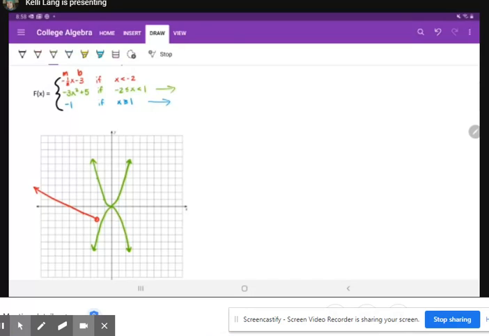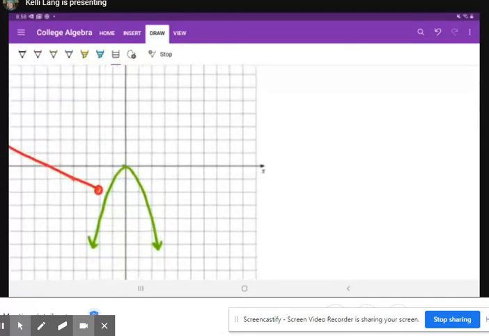4 down. So we flipped it. Then because there's a 3 in front of the x squared, that's a vertical stretch. So that's going to stretch it up by a factor of 3. So I'm going to zoom in here.